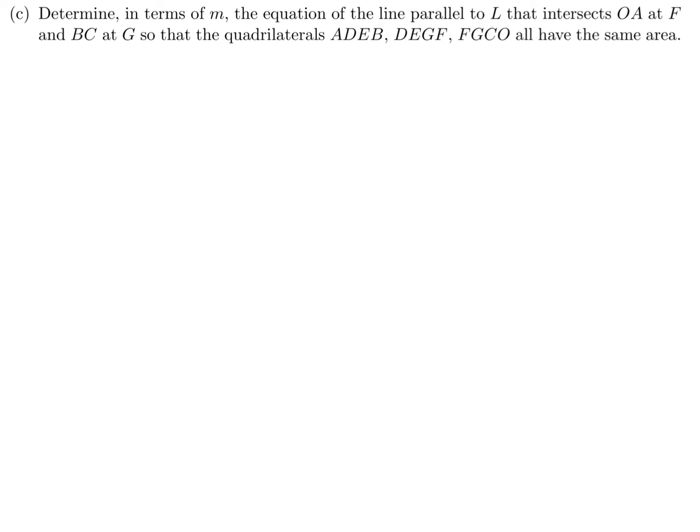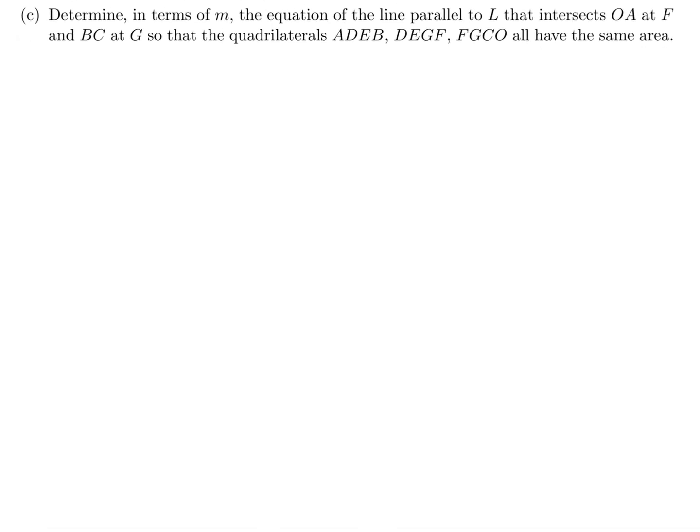Determine in terms of m the equation of the line parallel to L that intersects OA at F and BC at G, so that quadrilaterals ADEB, DEGF, and FGCO all have the same area.